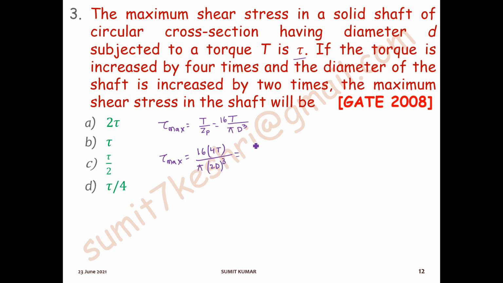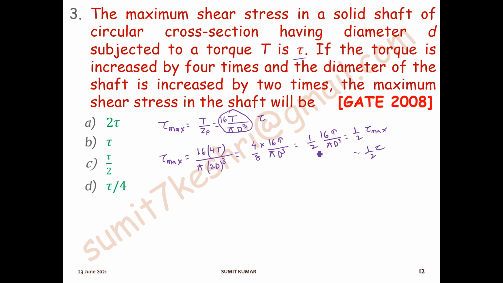This 4 into 16T divided by pi d cube, and this 2 cube means 8. Okay, so how much will it be? Half into 16T by pi d cube, which means this is half of the previous tau max. So what we can see is that initially it was tau, designated as tau. Now it becomes half tau.